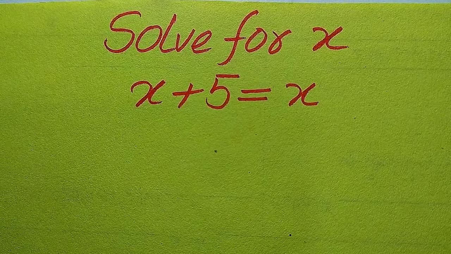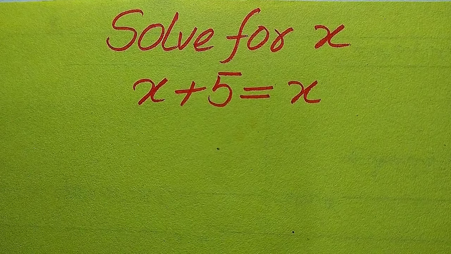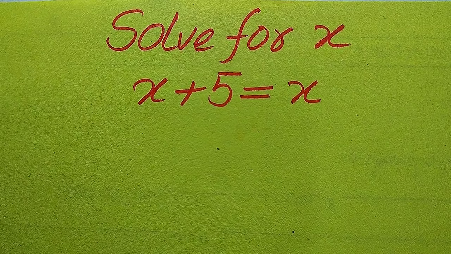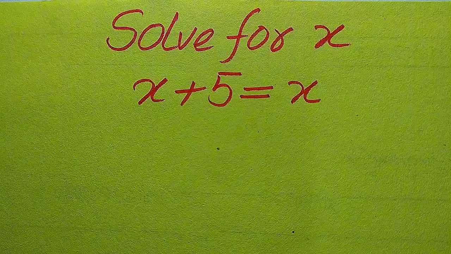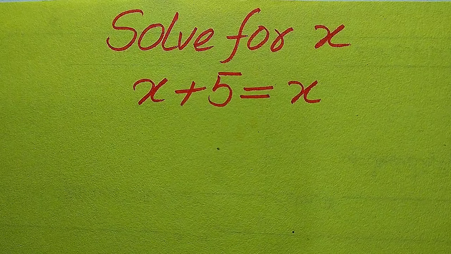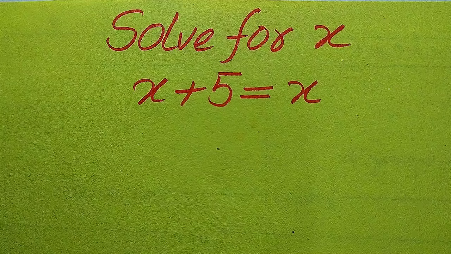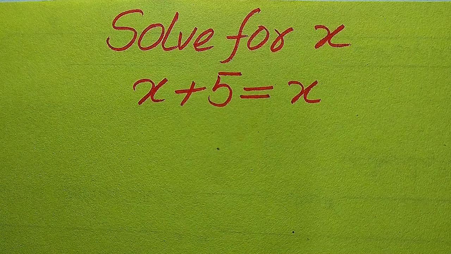Hello everyone, how to solve this problem for the values of x. If we have √(x + 5) = x, and we solve this problem for all the values of x. So here, first we need to find all the roots of this equation, and at the last we will verify which of the roots are solutions and which of the roots are extraneous roots.